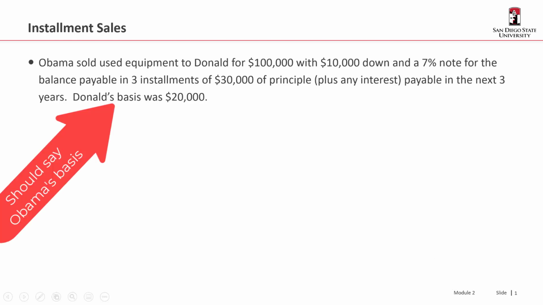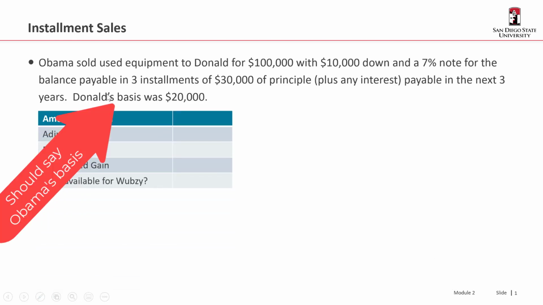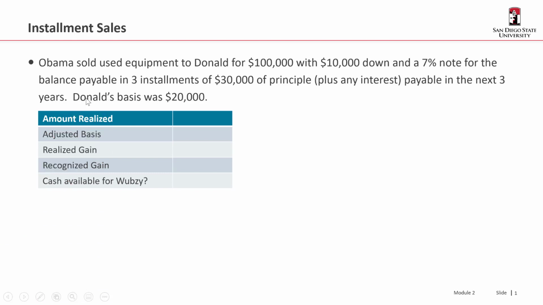And this shouldn't be Donald's basis. This should be Obama's basis, which was 20,000. So when he sells it, amount realized is 100,000. The adjusted basis is 20,000, and so his realized gain is 80,000. And if it weren't for the installment sale method, his recognized gain would be 80,000 too.